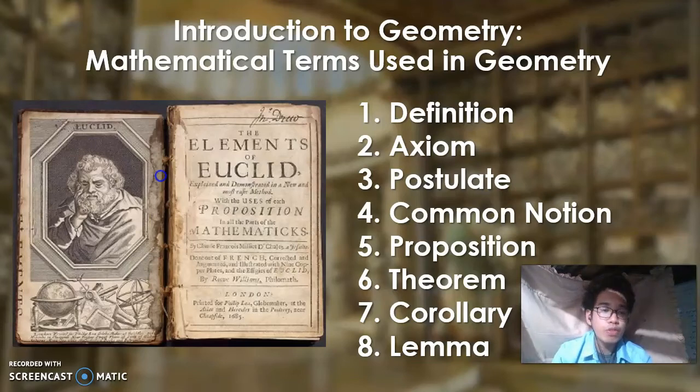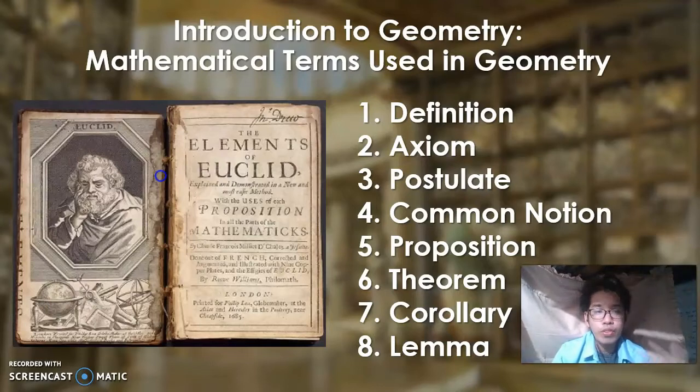So how do we prove theorems? We use definitions, axioms, postulates, common notions, and also some propositions to prove them. Okay, so we'll discuss more theorems as we go along throughout our lectures. The most famous theorem that you probably encountered is the Pythagorean theorem: a squared plus b squared is equal to c squared, by Pythagoras. That is one of the most common theorems that we have in geometry.